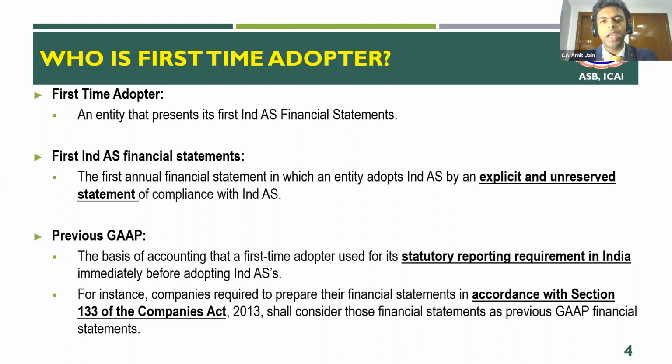So first, a company has to determine which is the previous GAAP, and which financial statement is actually the previous GAAP, from which the company is doing the transition from previous GAAP to new GAAP. This is very important because it is absolutely required. What is the previous GAAP, whether it's Indian GAAP or any other GAAP?